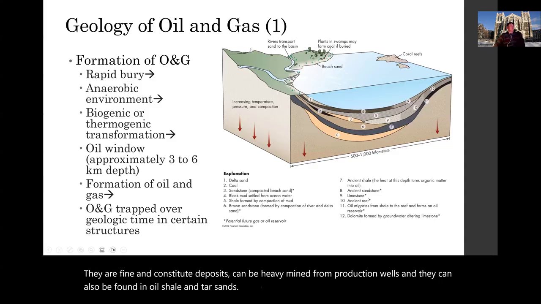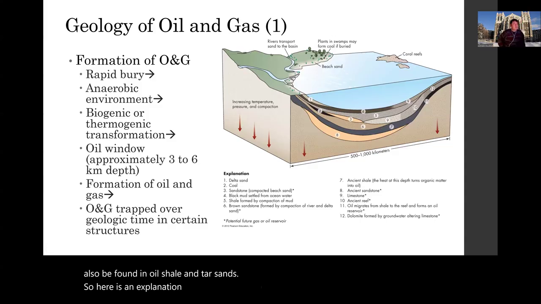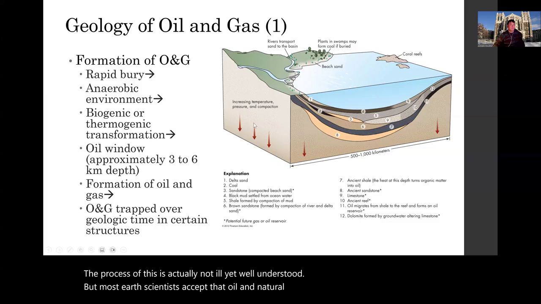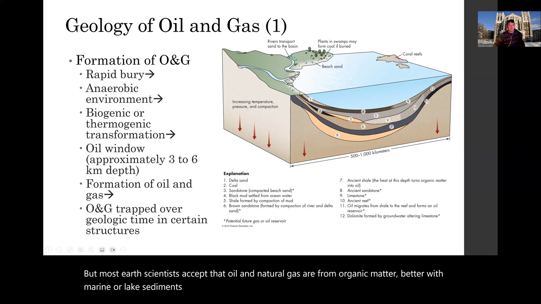So here is an explanation of the geology of oil and gas. Normally oil and gas form next to water, and sometimes it relates to phytoplankton, marine organisms. The process is actually not yet well understood. But most earth scientists accept that oil and natural gas come from organic matter buried within marine or lake sediments. So it can be lake, it can be sediments.